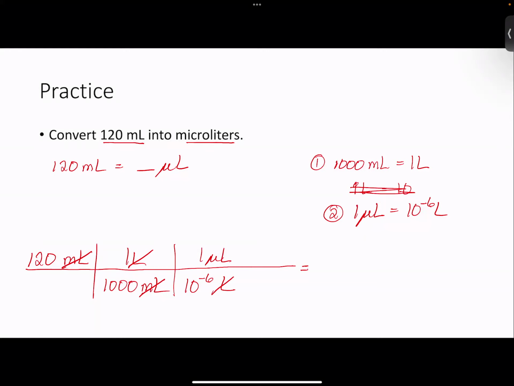And when you key this into the calculator, you get 120,000 microliters.